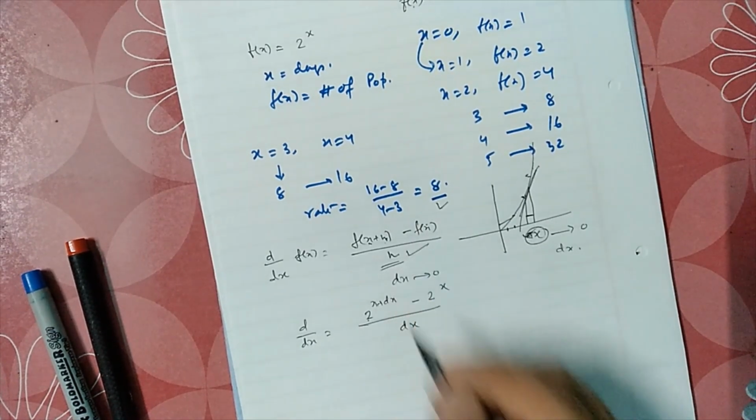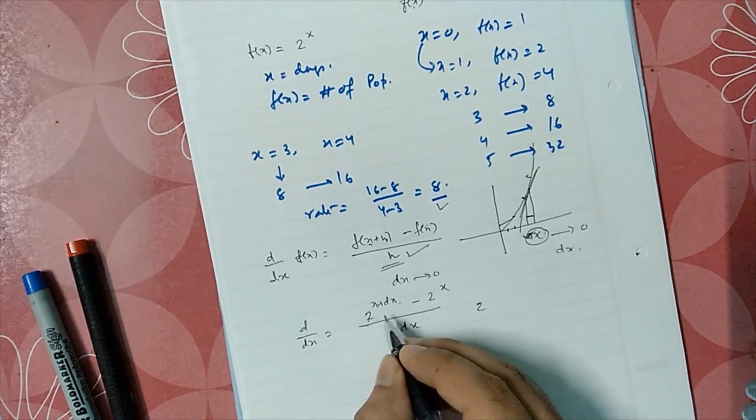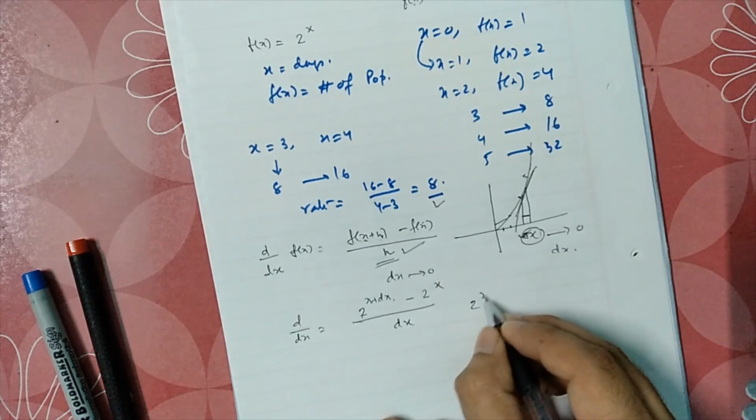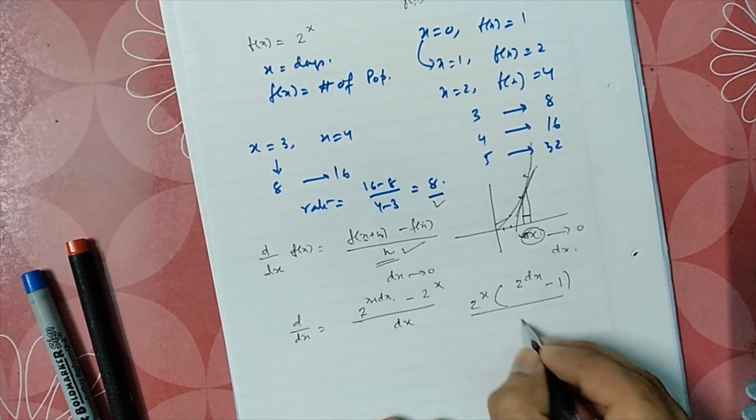Okay, h is dx. So 2 to the power x plus dx means 2 to the power x into 2 to the power dx. So put 2 to the power x common out. So 2 to the power dx minus 1 divided by dx.